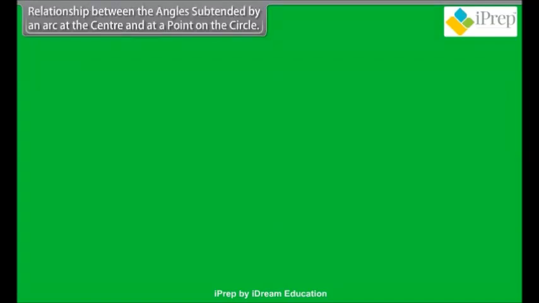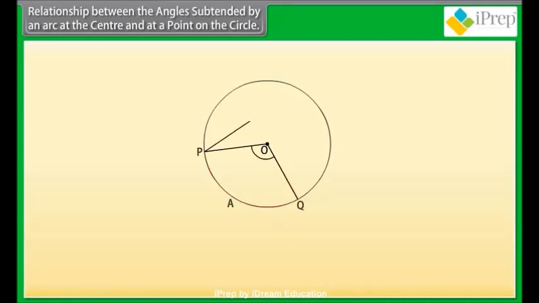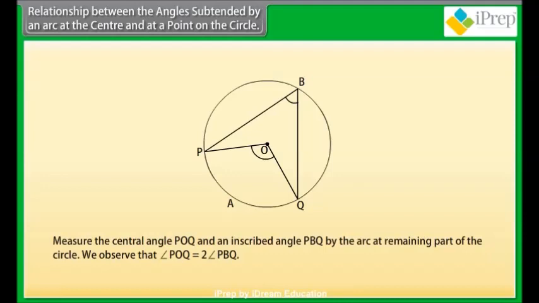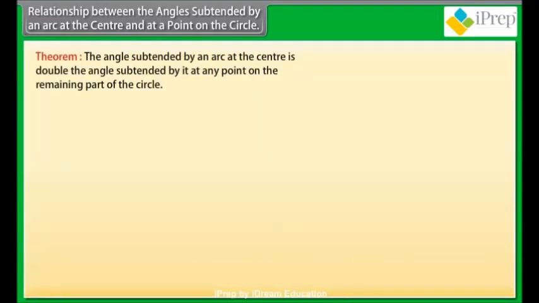Relationship between the angles subtended by an arc at the center and at a point on the circle. Draw a circle with center O. Let PAQ be an arc and B be any point on the circle. If we measure the center angle POQ and the inscribed angle PBQ by the arc at the remaining part of the circle, we observe that angle POQ is equal to 2 times angle PBQ. This activity gives us a theorem. Theorem: the angle subtended by an arc at the center is double the angle subtended by it at any point on the remaining part of the circle.